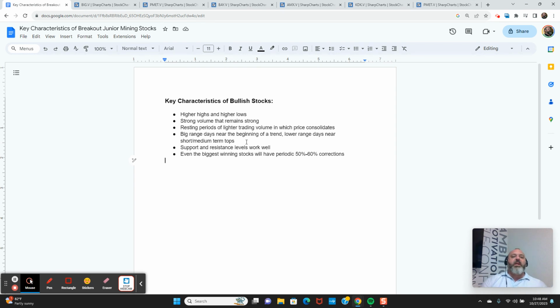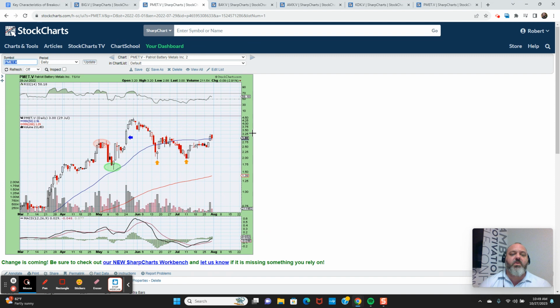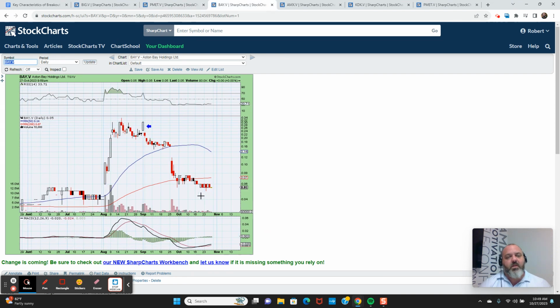And even the biggest winners, the biggest risers, even Great Bear, 25 cents to $29, will experience multiple 50% drawdowns during their multi-year rises. That's just the nature of the beast. Junior mining stocks are extremely volatile, tricky as can be, but they can also generate massive moves, 5x, 10x, even 20x in relatively short periods of time. But the knife can cut both ways. They can also drop huge, like Aston Bay.